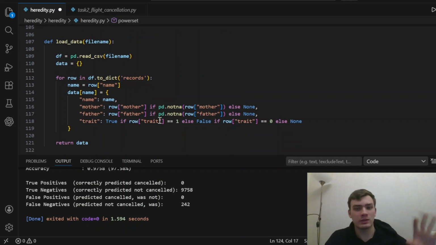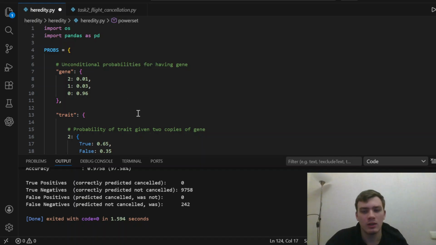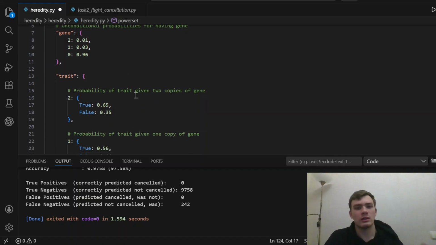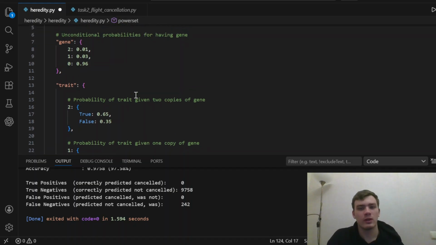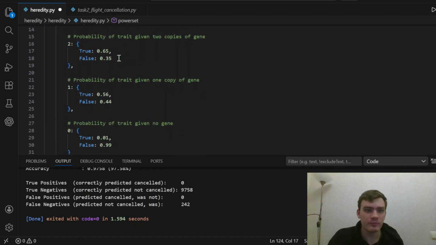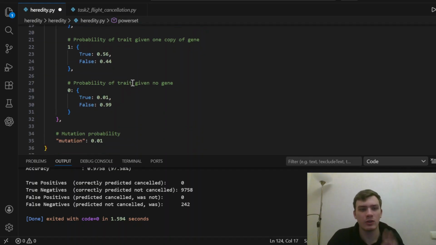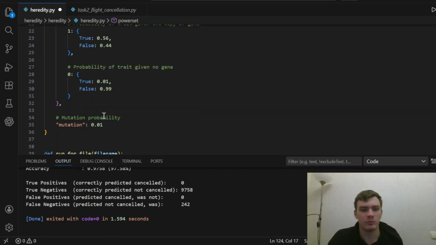The program loads these files using pandas, and next we have the probabilities dictionary here at the start. So we have three things here. First, the unconditional probability of having 1, 0 or 2 gene copies in general. So it's 0.96, 0.03 or 0.1%. Then we have the trait. If we have 2 copies, it's 65%. If it's 1, it's 56%, and if it's 0, it's 0.01 because of mutation.